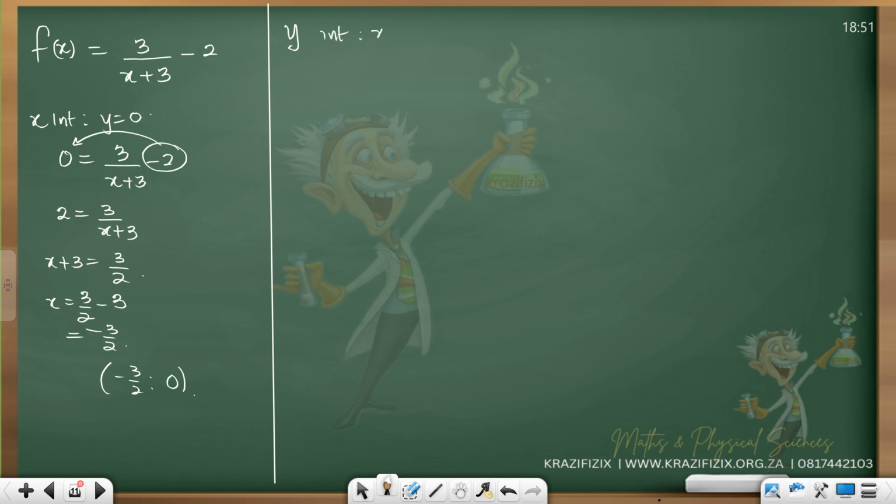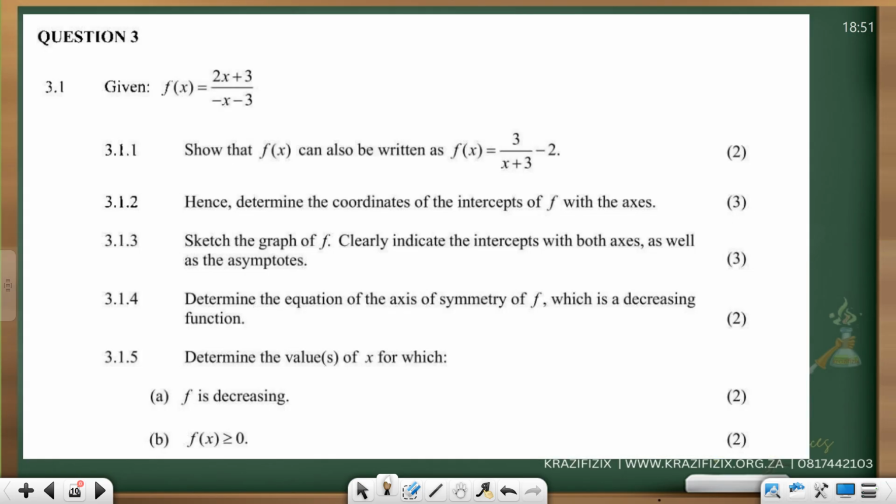Then the y-intercept. What do I know? X equals 0. What do I have? 3 over 0 plus 3 minus 2. I'm getting negative 1. These are very, very quick things that no one should get wrong.